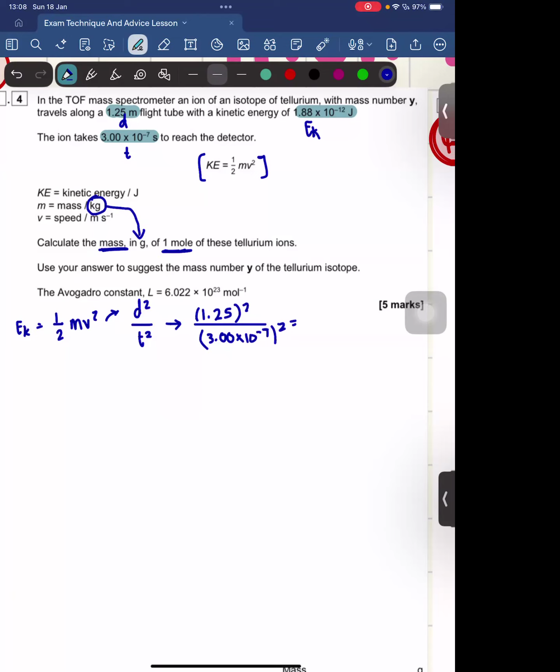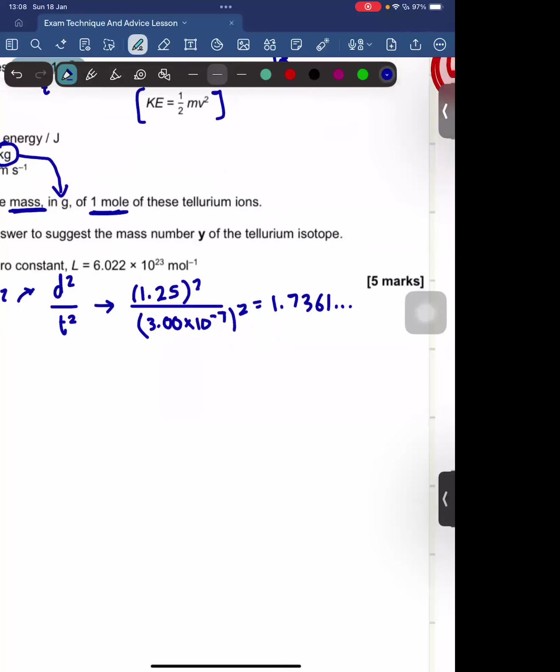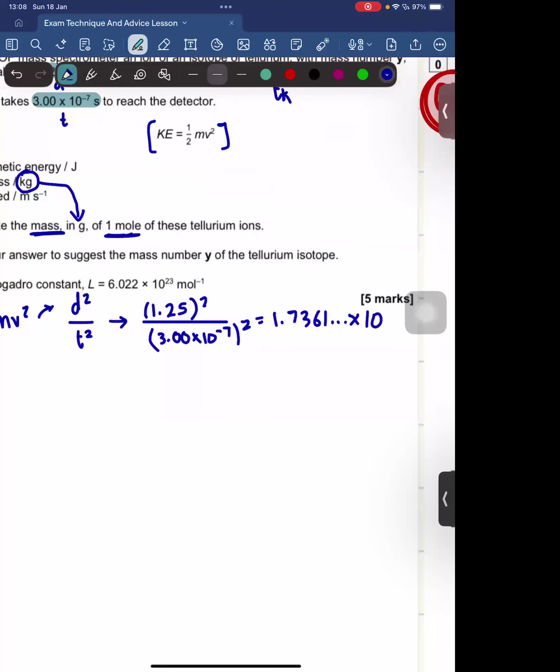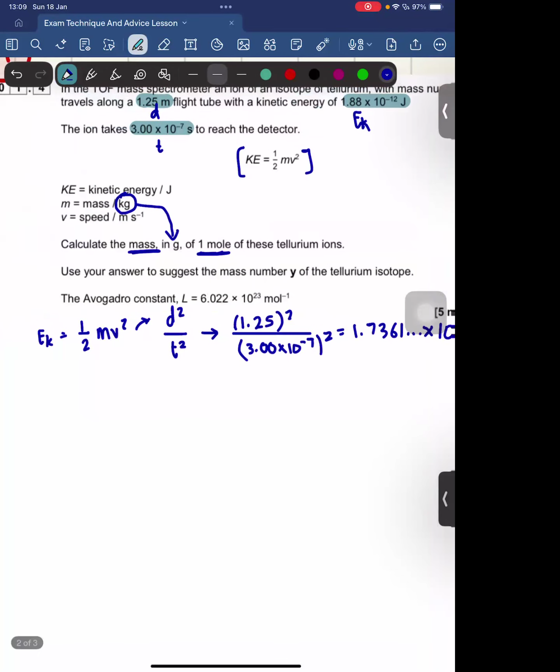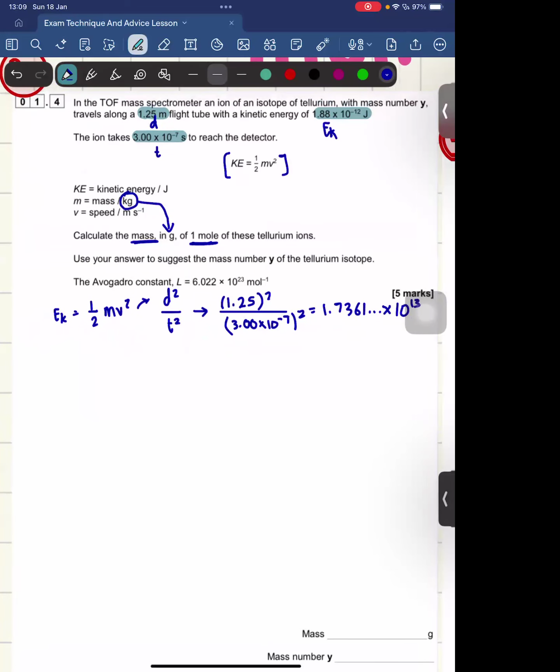3 times 10 to the minus 7, which you should get as 1.736, and then there's a bunch of ones, which I'm not going to write the whole thing. I'm going to write dot dot dot to show that the number continues, times 10 to the power of 13 meters per second squared. So that is our velocity squared. Now that we know our velocity, we can substitute whatever else we know to figure out what our m would be, right?